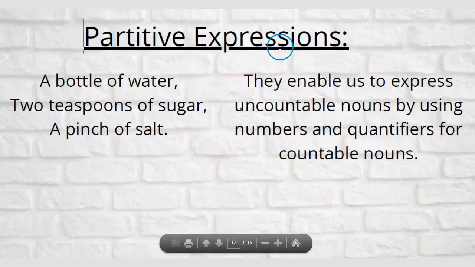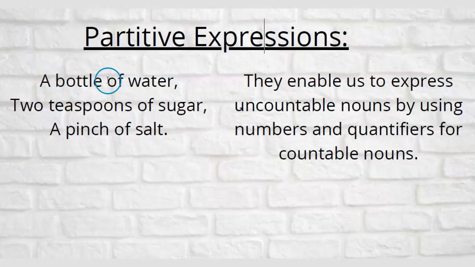Let us look at partitive expressions. Examples are a bottle of water, 2 teaspoons of sugar, a pinch of salt. All of them are used with uncountable nouns. So what have we done here? A water is wrong, but a bottle of water is correct. 2 sugar is wrong, but 2 teaspoons of sugar is correct. A pinch of salt is correct, but a salt is wrong.